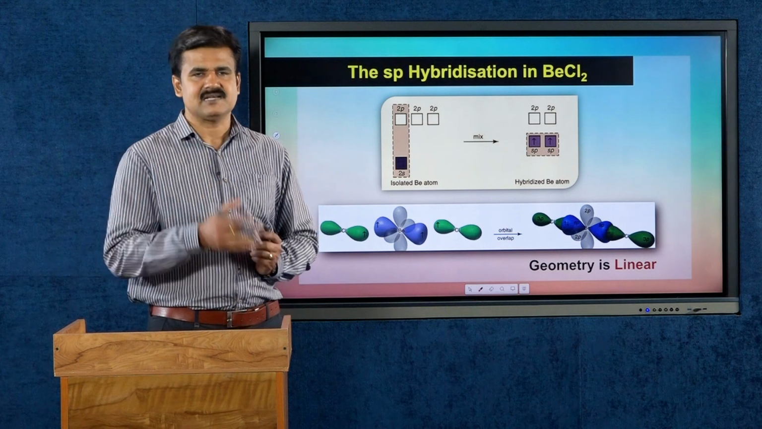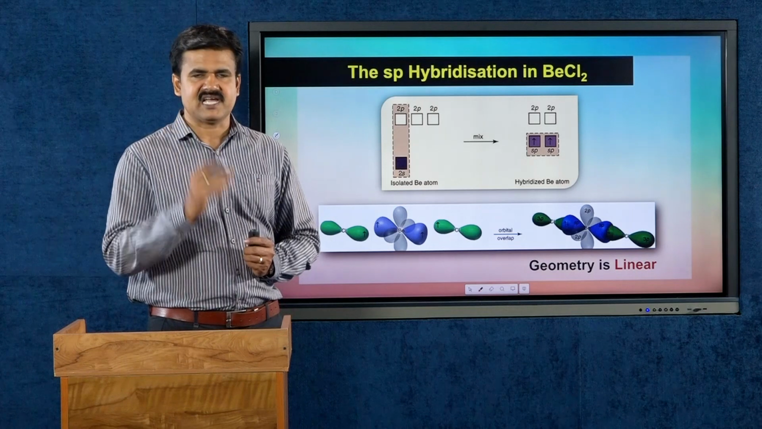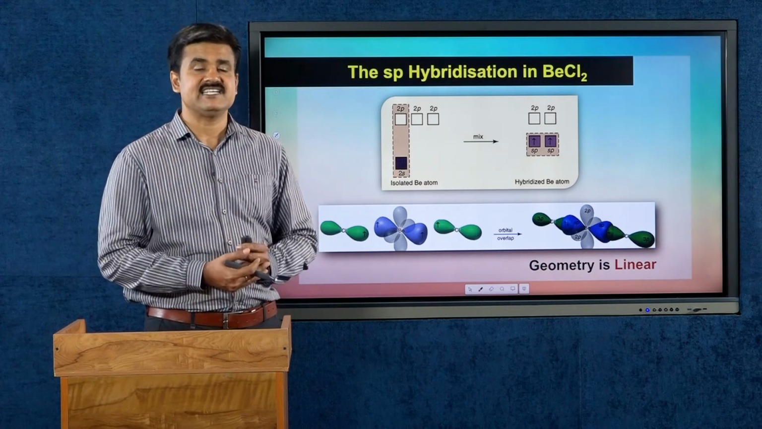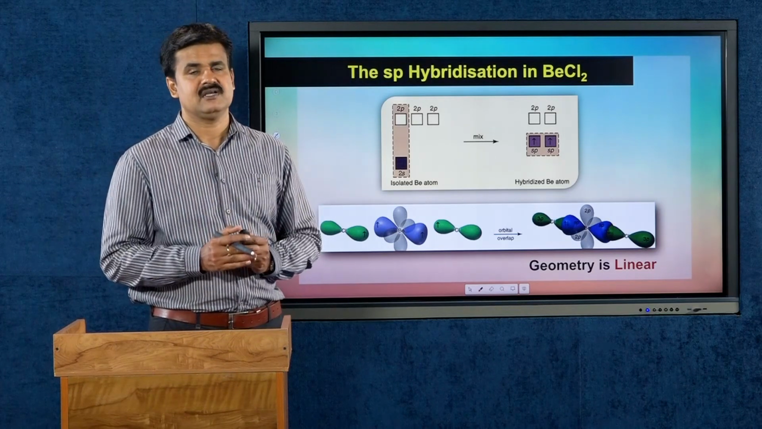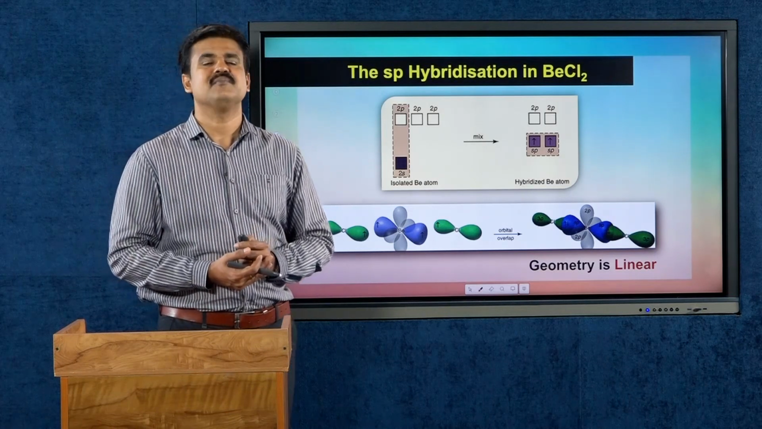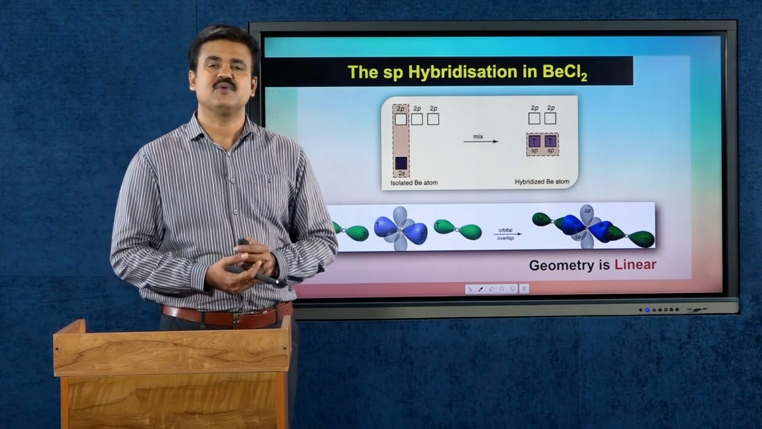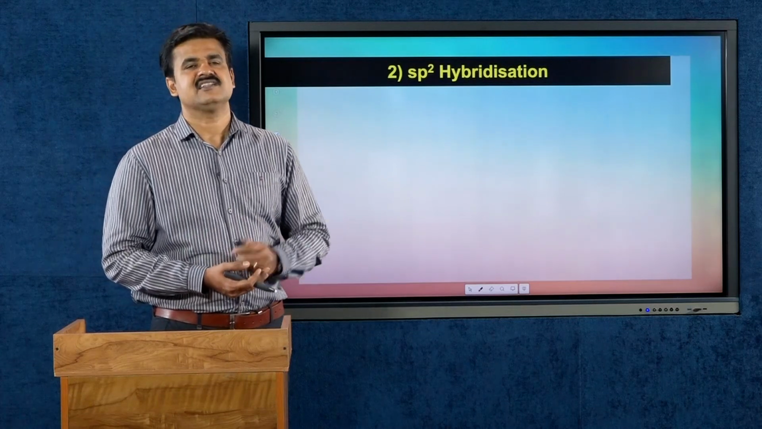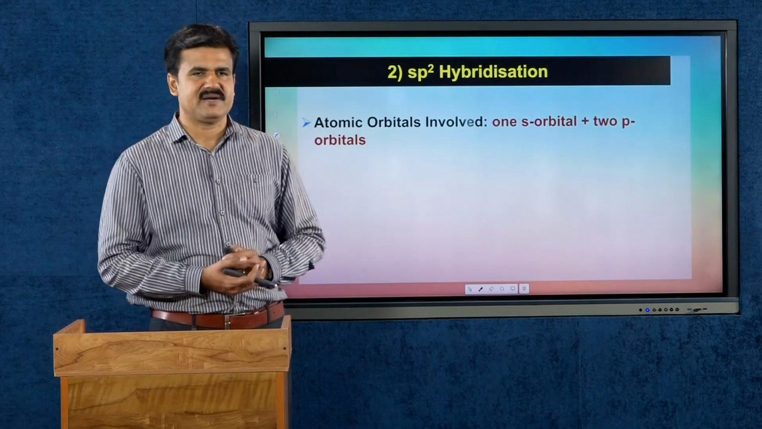So, in sum, we can say that in beryllium there occurs sp hybridization, which produces two sp hybrid orbitals which are 180 degree away, and these two sp hybrid orbitals overlap with the half-filled 2pz orbitals of chlorine to produce the beryllium chloride molecule, and the beryllium chloride molecule is linear with a bond angle of 180 degree. Moving on to the second hybridization, this is another popular hybridization of simple molecules, that is nothing but sp2 hybridization.